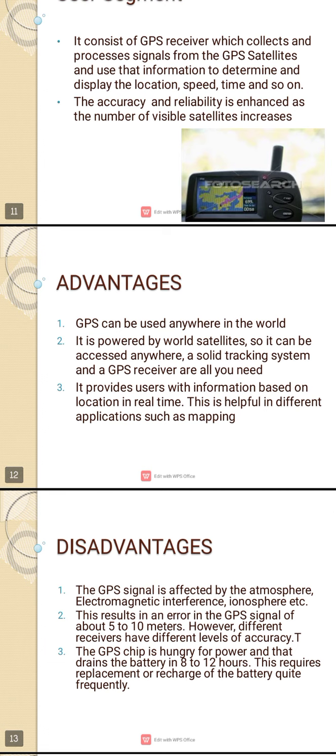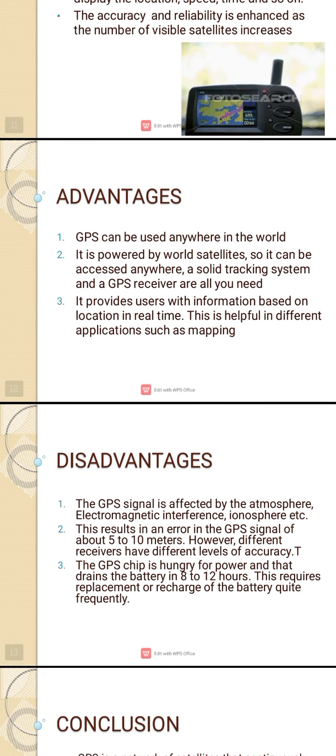Now we can see about the advantages of GPS. GPS can be used anywhere in the world. It is powered by world satellites, so it can be accessed anywhere. All you need is a solid tracking system and a GPS receiver. So if we have a solid tracking system and a GPS receiver, we can track our location wherever on the earth. It provides users with information based on location in real time. This is helpful in different applications such as mapping.